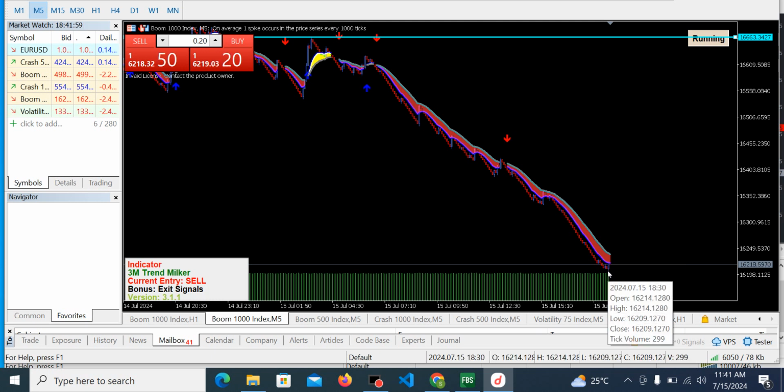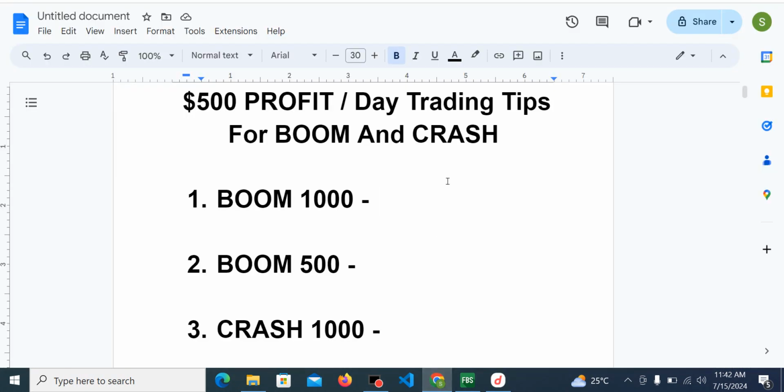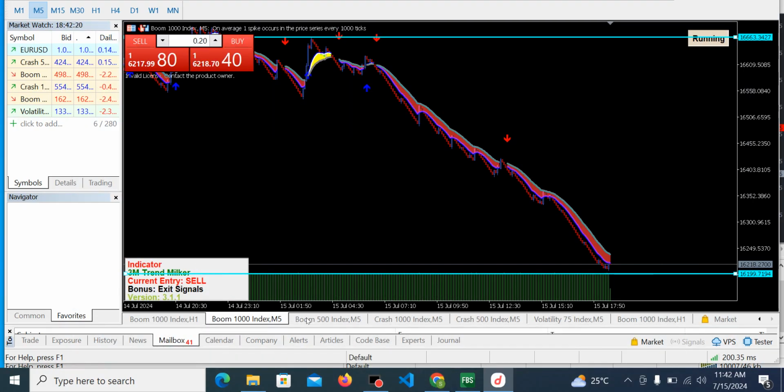This is still selling at the moment, but if it's unable to break out below this support zone, then definitely it will go back into an uptrend. So this is very important, and we should watch out for that. It might not sell for a very long time again, because it is very close to a support zone. Let's move on to boom 500.